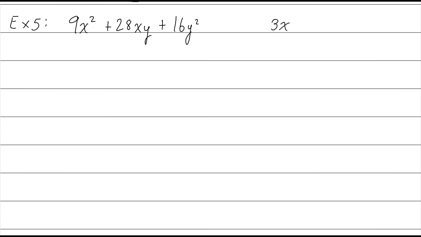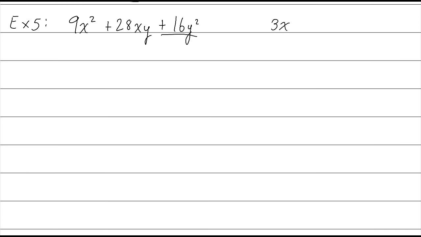Okay, let's do a similar one. Example 5, 9x squared plus 28xy plus 16y squared. I don't see a common factor. So now I'm going to check to see if it's a perfect square trinomial. What's being squared that would give me 9x squared? That's 3x.